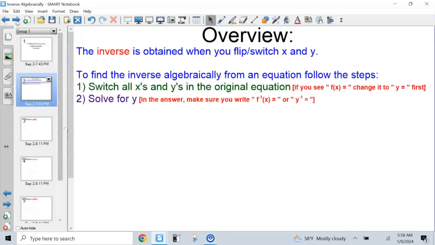So remember, the inverse is obtained when you flip or switch all x's and y's. So if you have an equation, just switch all x and y's in the equation, then solve for y. If the equation doesn't start with y, it has f of x or h of x, change that to y first, and in your final answer, make sure you use inverse notation. It's that -1 exponent that goes next to f or y.